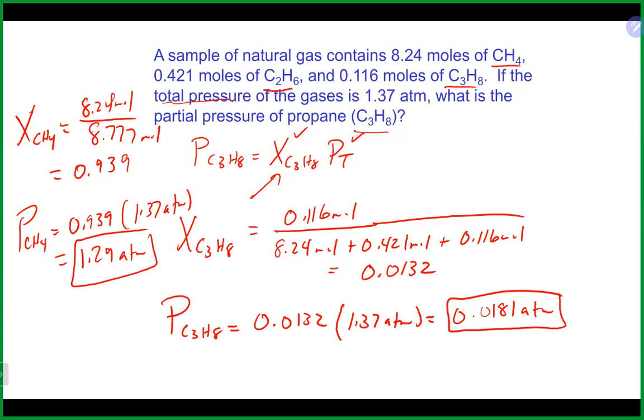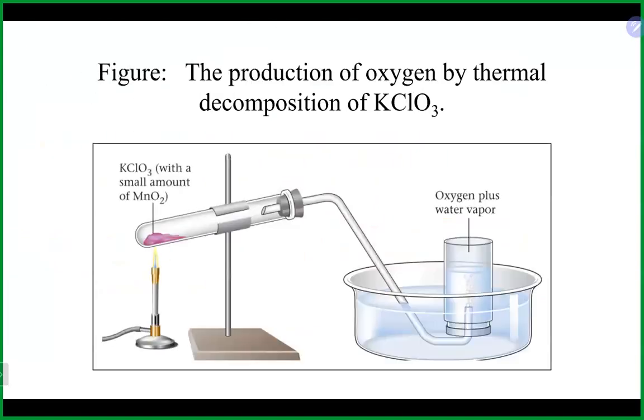Okay. Now let's talk about a third type of partial pressure situation, which is essentially the experiment we're going to do in about 20 minutes here, which is this one. So if we take something like potassium chlorate and we heat it up, it is going to go through a decomposition reaction, which means it's going to make a little potassium chloride and it's going to make some oxygen gas, right?